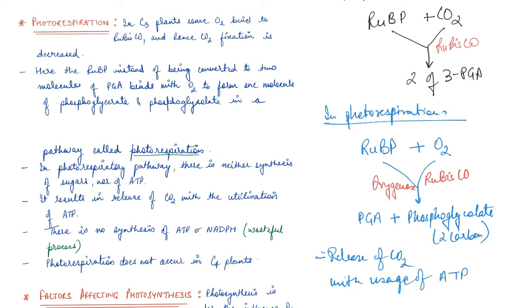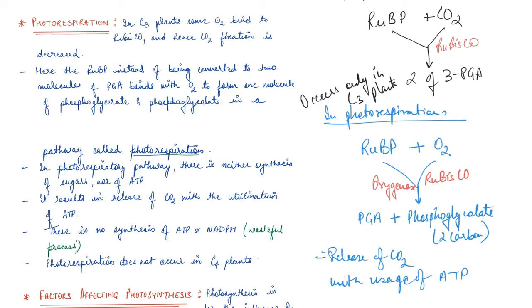Right? Now, what happens in C4 plants? So, in C4 plants, this photorespiration does not occur. Remember, guys, this photorespiration does not occur. So, photorespiration occurs only in C3 plants, right? Now, why it doesn't occur in C4 plants?